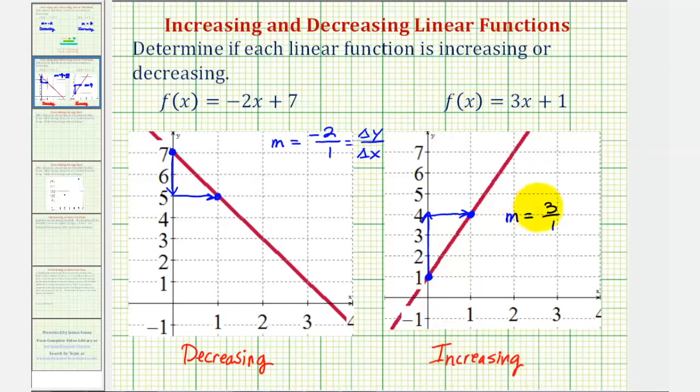We can also say as x increases, notice that y also increases, or more specifically, again, because the slope is the ratio of the change of y to the change of x, we can say the y value or function value increases by 3 every time the x value increases by 1.